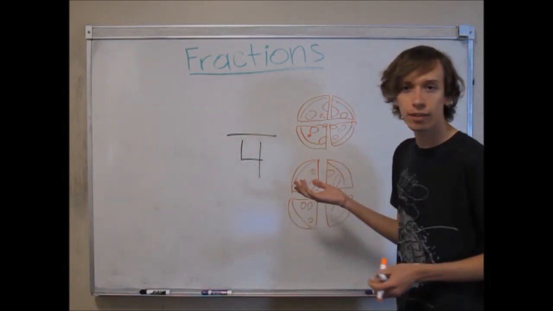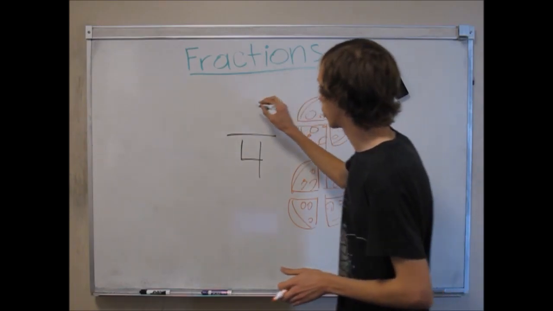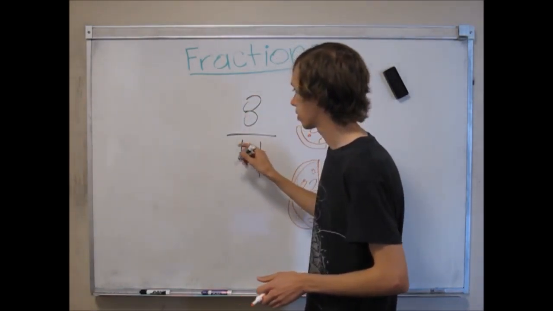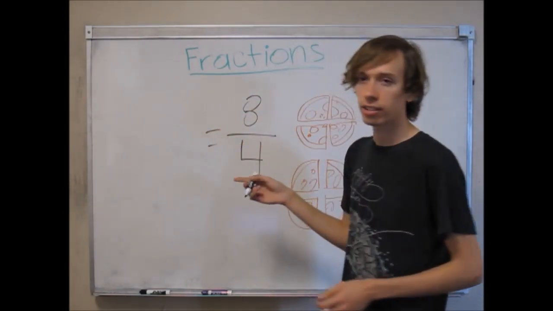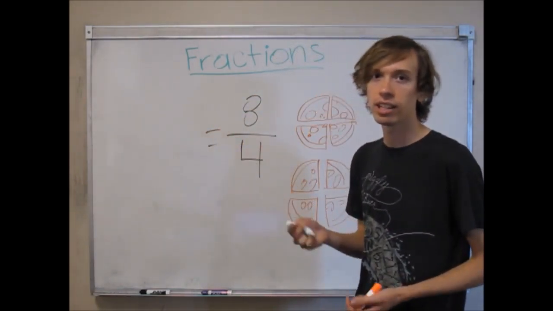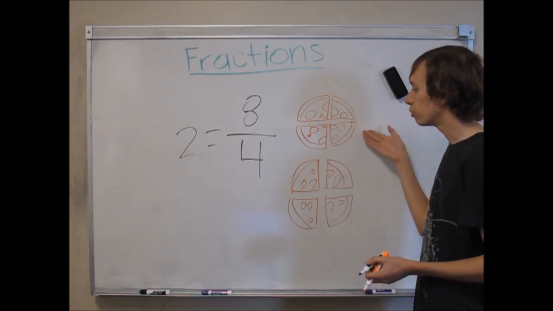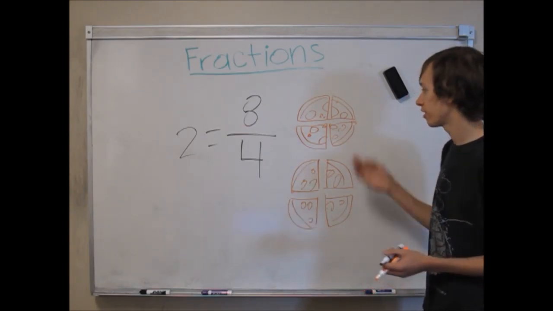Well, you could probably tell from the picture, right? But what if I just draw it over here? 8/4. Do that one on your calculator. 8 divided by 4 is 2, right? So 8/4 of a pizza is actually 2 pizzas. And you can see that right here.